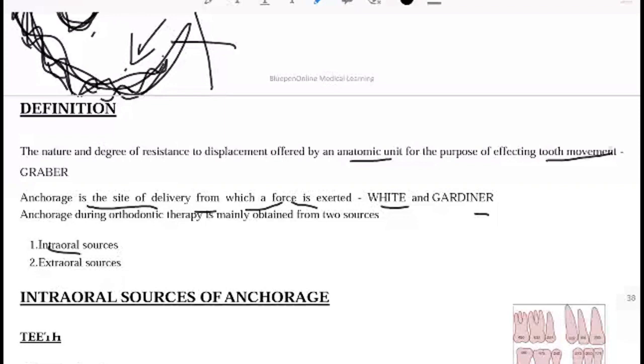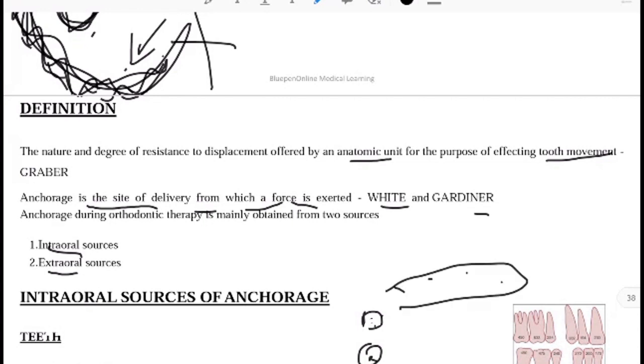Okay, see, you have two teeth that you want to move orthodontically. But it is not just two teeth in your mouth. You will have the other 30 teeth remaining. So when you want to move one or two teeth, or however many, orthodontically, all the remaining teeth in the oral cavity can act as an anchorage or resistance unit.